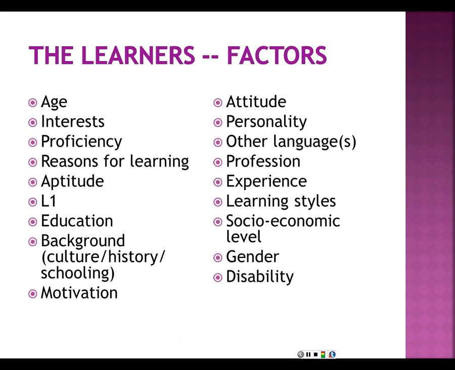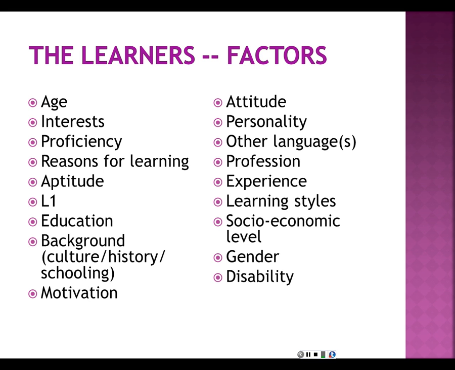Okay, regarding the learners, focusing on the learners again, what factors do we need to take into consideration? And here you've got a list of them. Age is very important. Their interests, and we're going to focus very much this week on their proficiency. So how do we determine language proficiency? That is basically the goal of this week's materials. Of course, in your survey instruments, you should also find out about their reasons for learning.